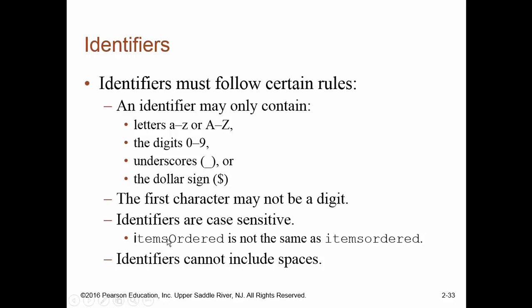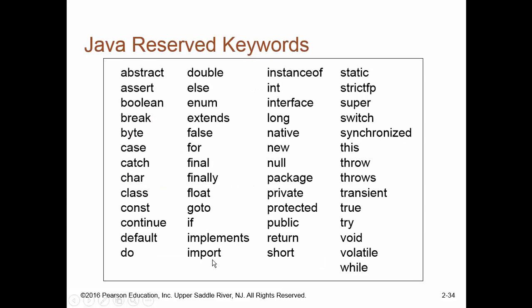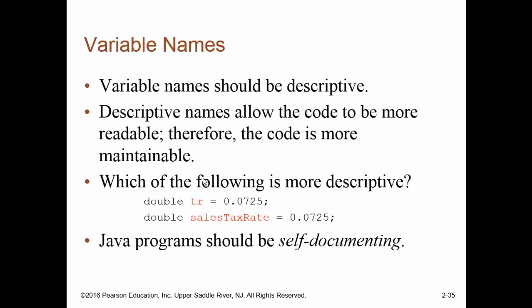Identifiers are case sensitive. So as it says here, items ordered with a big O is not the same as items ordered with a little o. You cannot have blank spaces in identifiers. Again, here's your reserved words. We talked about this a little bit earlier. So there's somewhere between 50 and 60. These are keywords. So I cannot create my own variable and call it false, or for, or go to, or finally, etc. Again, out of this list in here, we'll probably end up going through about half of them. Okay? Those are the ones that you're going to use virtually all the time.